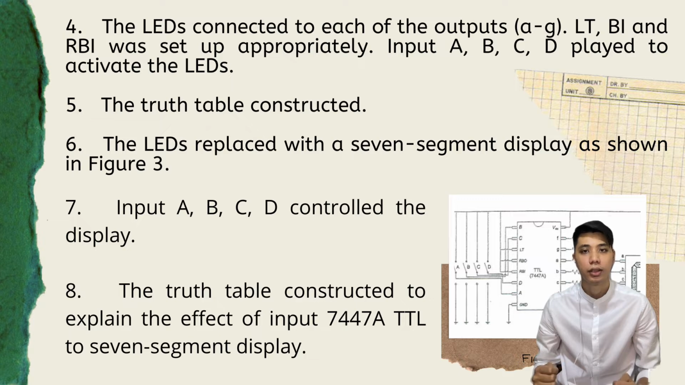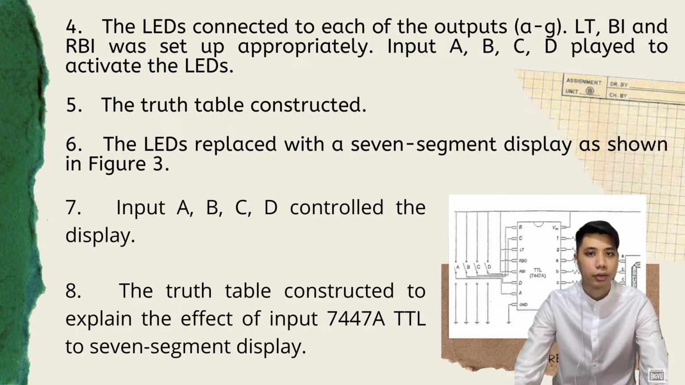And then the LEDs are connected to each of the outputs, and LT, BI, and RBI were set up appropriately. Inputs A, B, C, D are played to activate the LEDs. The truth table was also constructed to record the data. The LEDs were replaced with a 7 segment display as shown in figure 3.